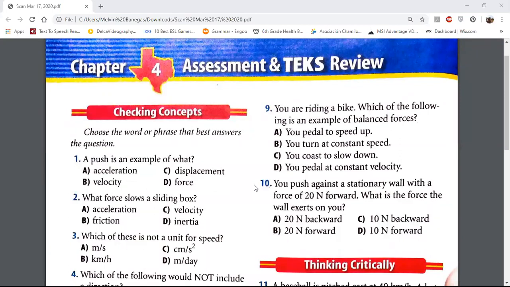Okay, Emilio, go ahead. A push is an example of what? Acceleration, velocity, displacement, or force. Displacement.